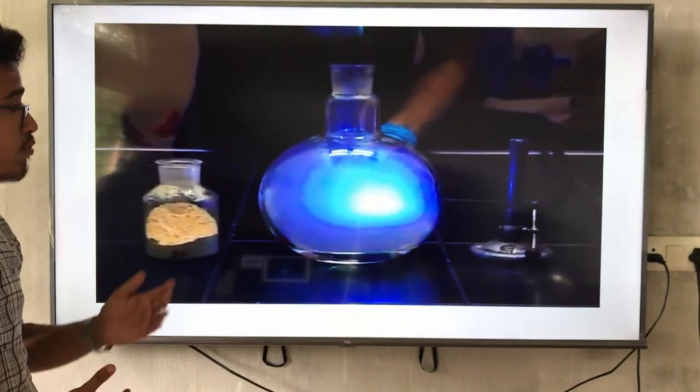Is this nice? Here is the blue light color. So sulfur reacts with oxygen, and it will form sulfur dioxide. This is the reaction between sulfur and oxygen to form the product sulfur dioxide.